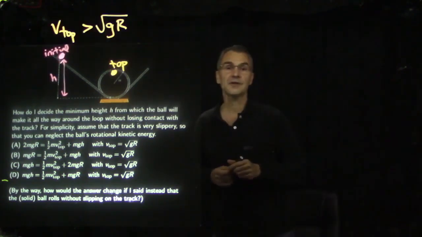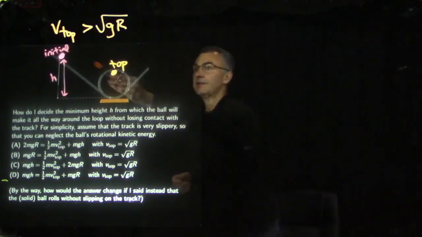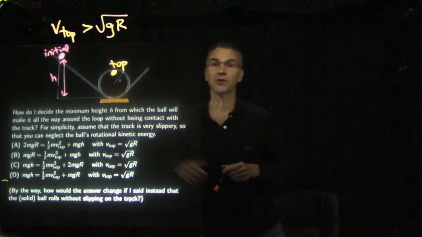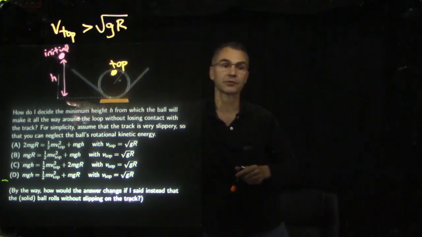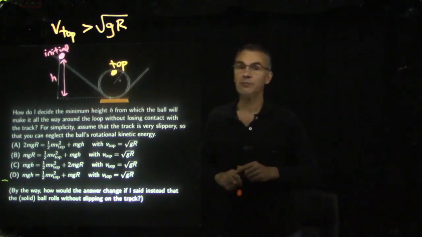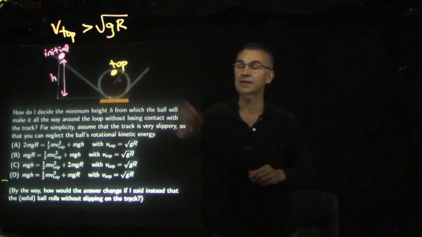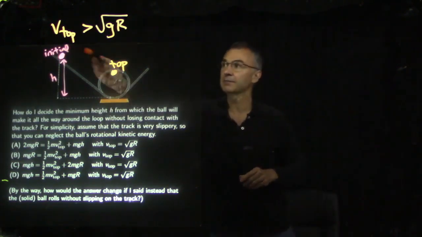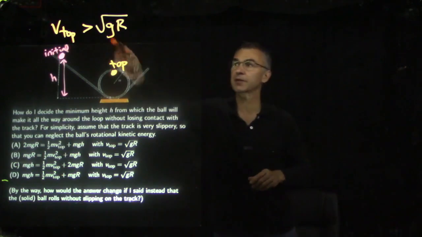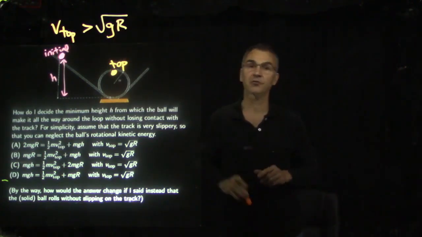So let's consider the balance of energy between the initial state, when the ball is at rest at its starting position at height h above the bottom of the loop-de-loop, versus the state which seems to be the critical point, when we are at the top of the loop-de-loop. The whole point is that we want enough speed at the top that we make it around. That means our speed at the top has to be bigger than the square root of gr, where r is the radius of the loop.